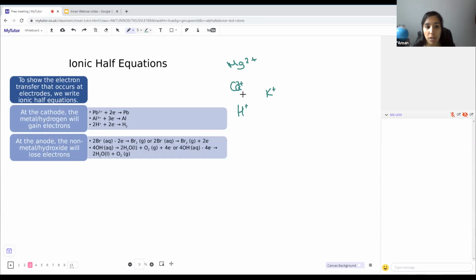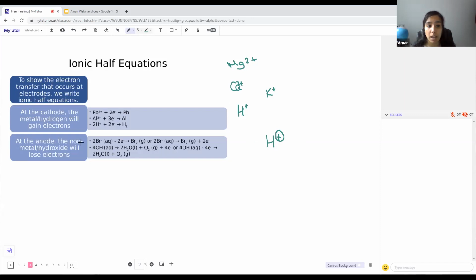So if we start with hydrogen, we know that hydrogen will go to the cathode and essentially it's going to become a gas. It's going to become H2 gas. What's happened is it's going to go from being positively charged to being neutral. To become neutral, it needs to gain some electrons because at the moment it's lost some electrons. So it needs to regain those electrons.